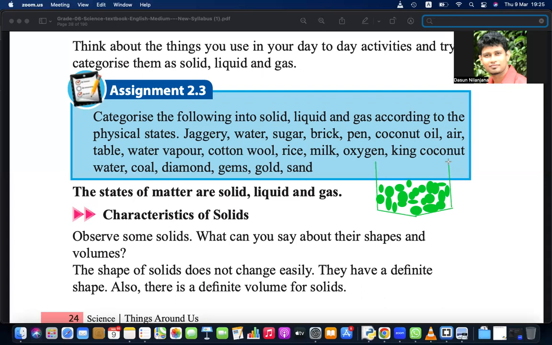No shape. Solid has a shape. Liquid takes the shape of the container. Gas has no shape.